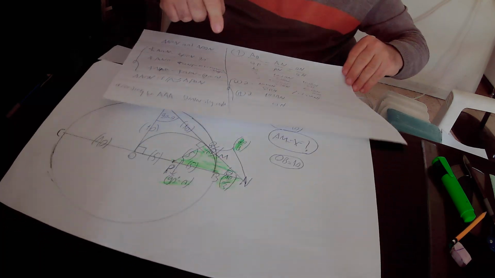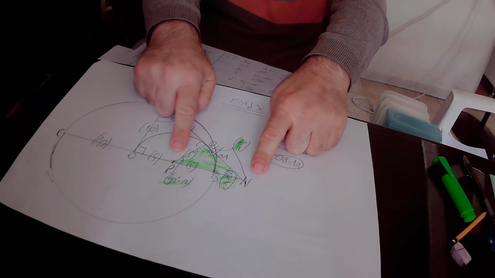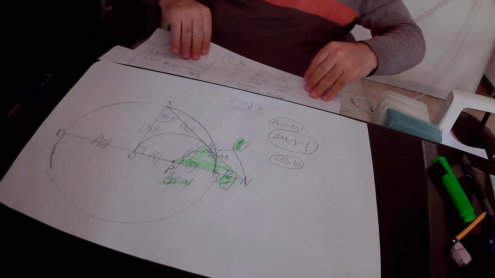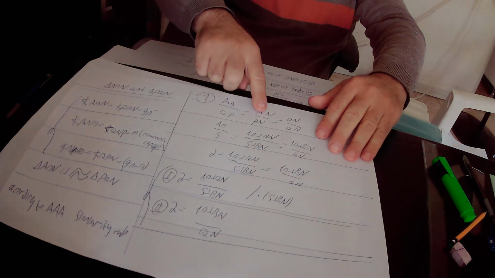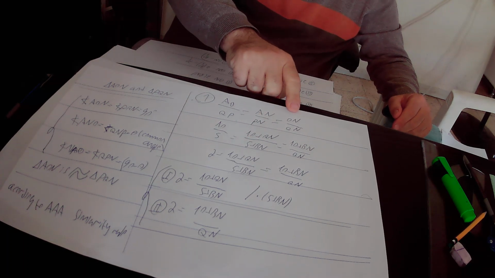What is the length of PN? From the drawing, it is very easy to see that PN equals PB plus BN. That is to say, PN equals PB, that is 5, plus BN. So in total, PN equals 5 plus BN. Here, PN equals 5 plus BN.